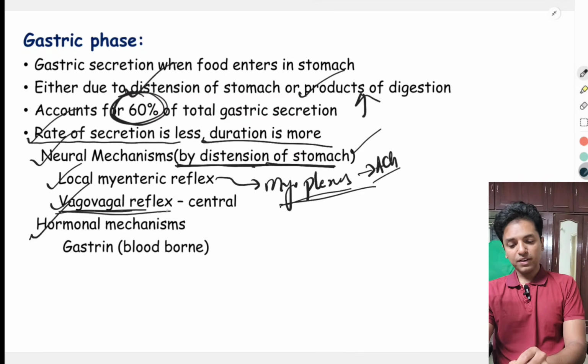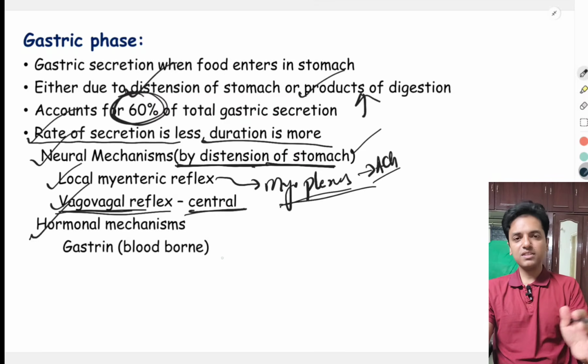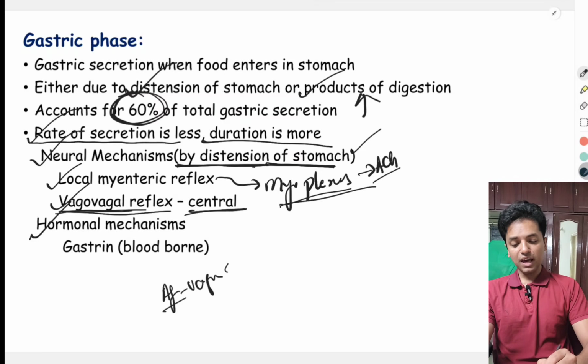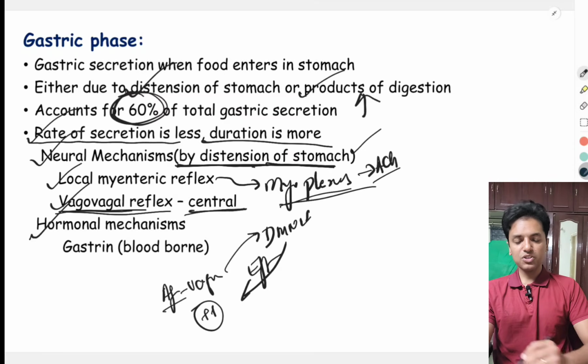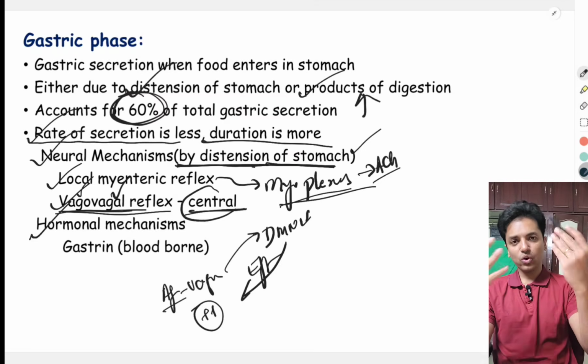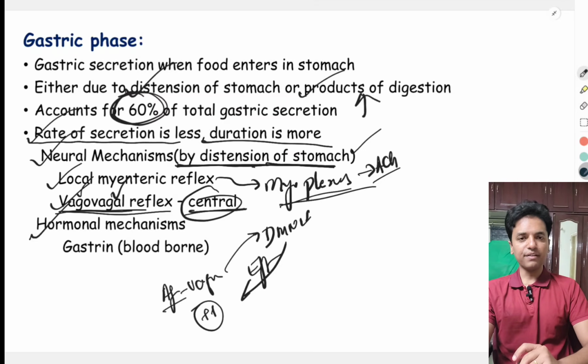Second, there is one more reflex which is called a vagovagal reflex. This is the central reflex. So whenever there is distension of the stomach, the afferent nerves, that is the vagal afferent nerves, are going to pass this information to the dorsal motor nucleus of the vagus, and from here the efferent nerves are going to cause stimulation of the gastric juice. That's why it is called vagovagal. That is, the afferent limb is also vagus, the efferent limb is also vagus, and this is going through the center. That's why it's a central reflex.